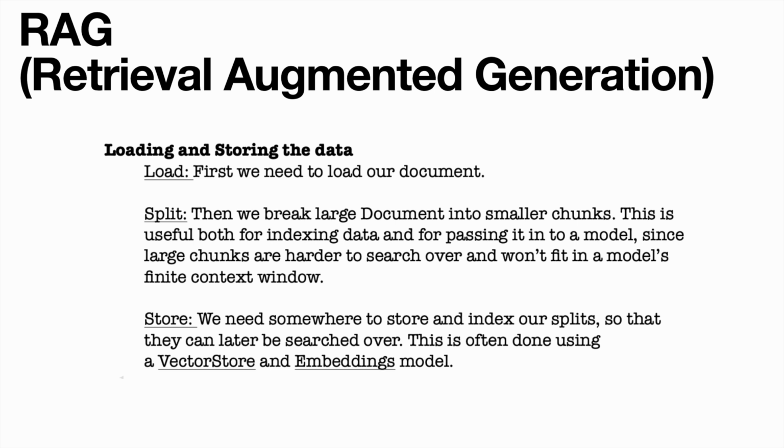Then we split the data. We break large documents into smaller chunks. Why do we do that? This is useful for indexing data and for passing it into a model, since large chunks are harder to search over and won't fit in a model's finite context window. So there are reasons why we break large documents into smaller chunks.